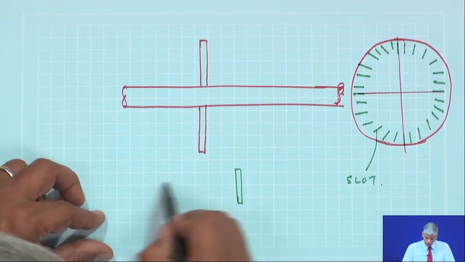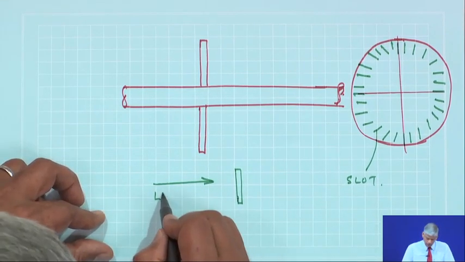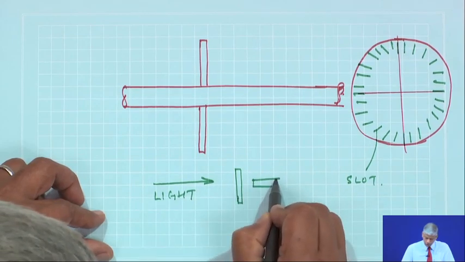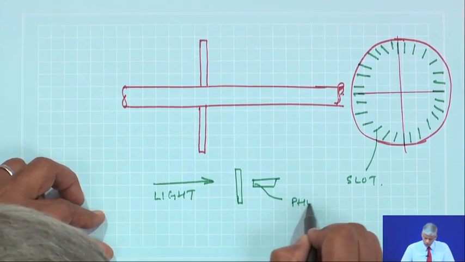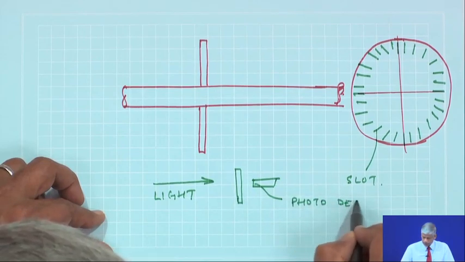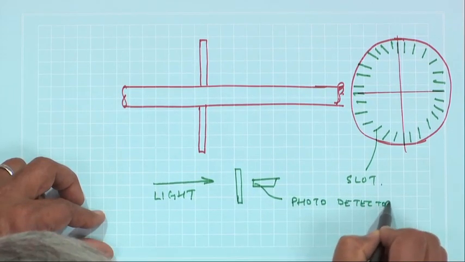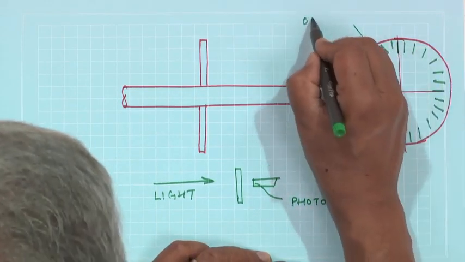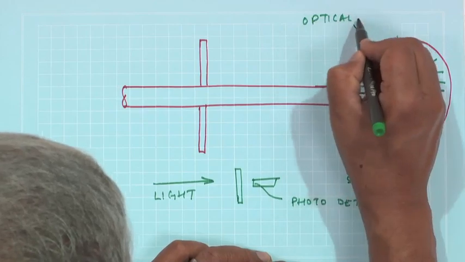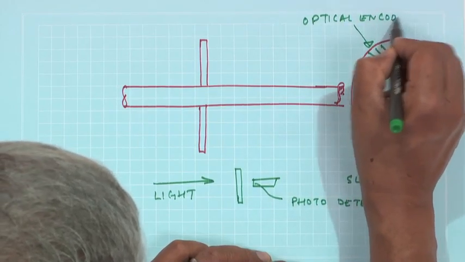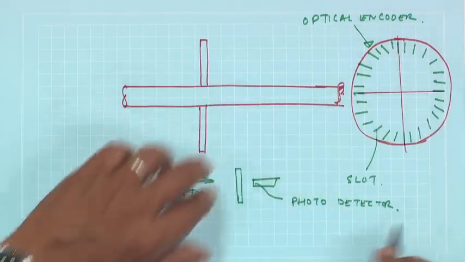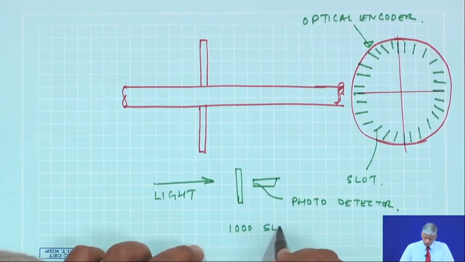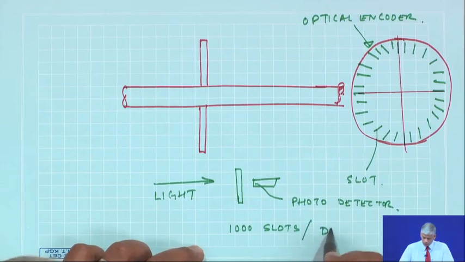So, in one end I give a light, and at the other end I have what is known as a photo detector. In other words, this is what is known as an optical encoder, and usually these slots are about maybe 1000 slots per disk.